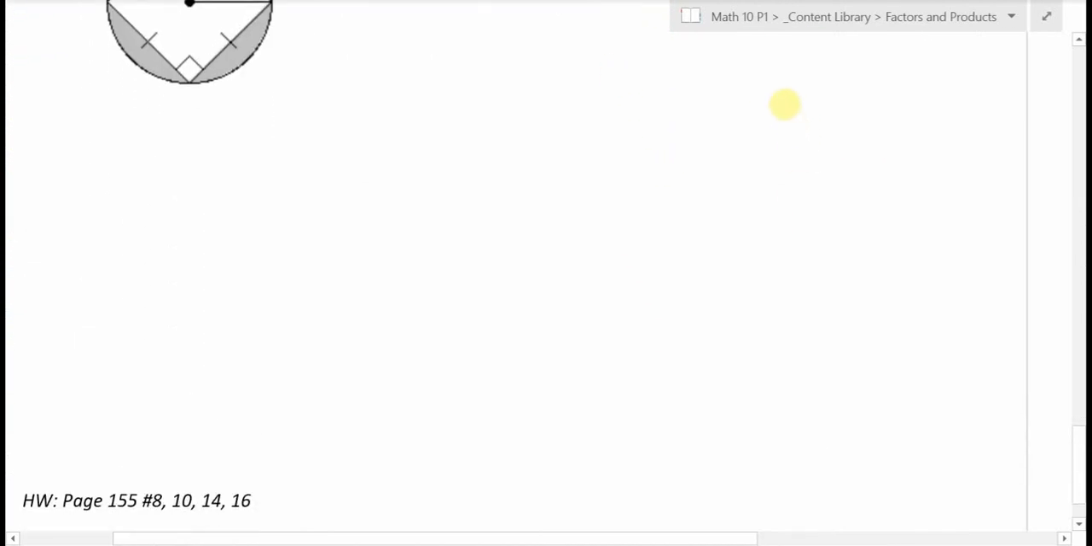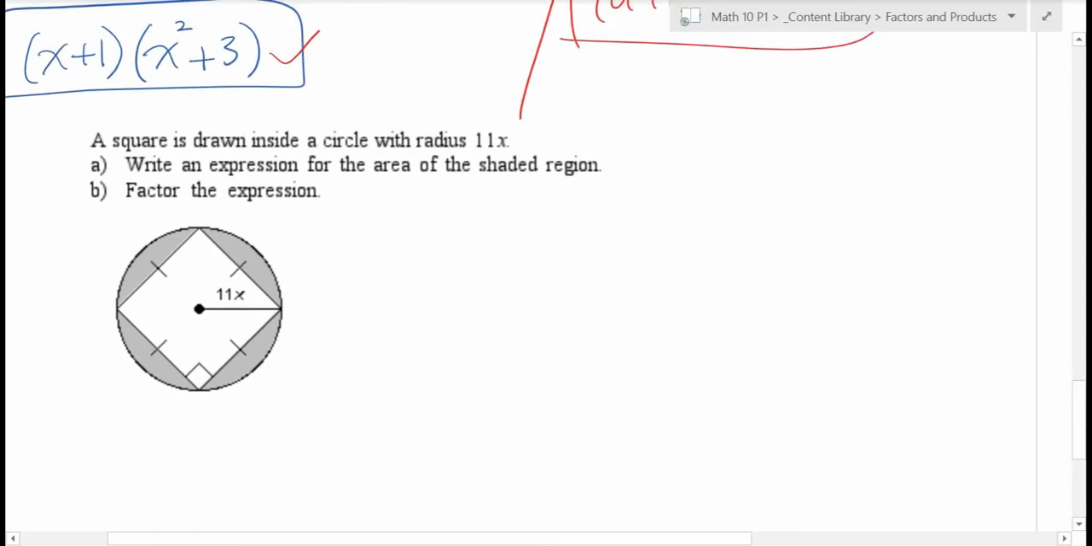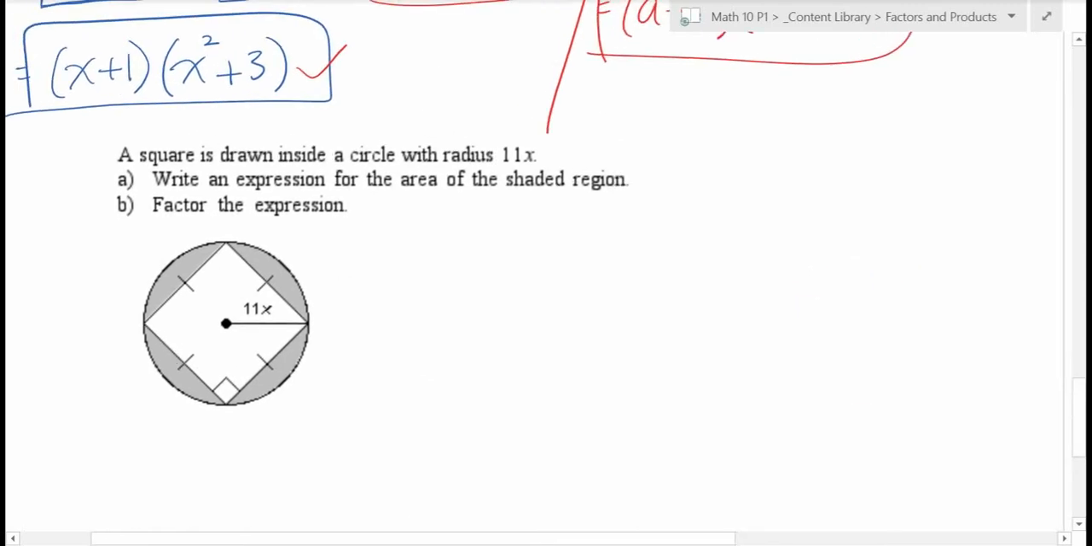Last example, I believe. Okay, so here we have a square that is drawn inside a circle with radius 11x. You can see there's a square drawn inside a circle, and the radius is 11x. Part A says write an expression for the area of the shaded region.